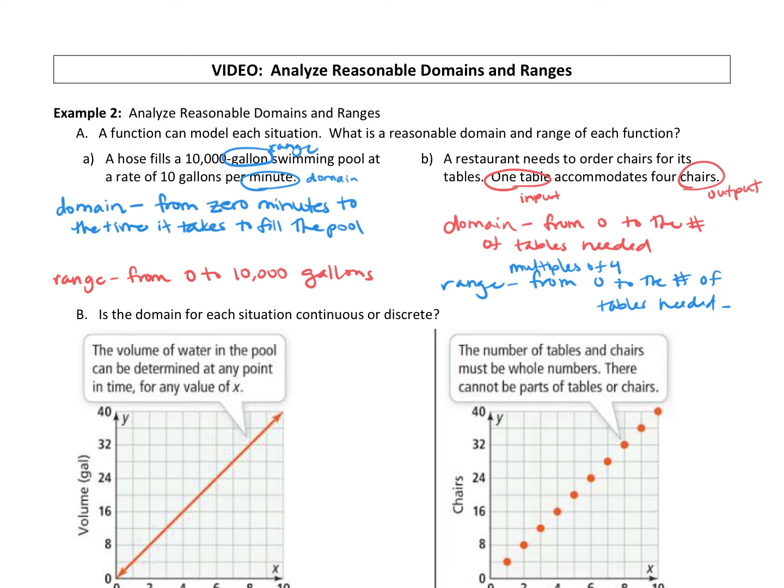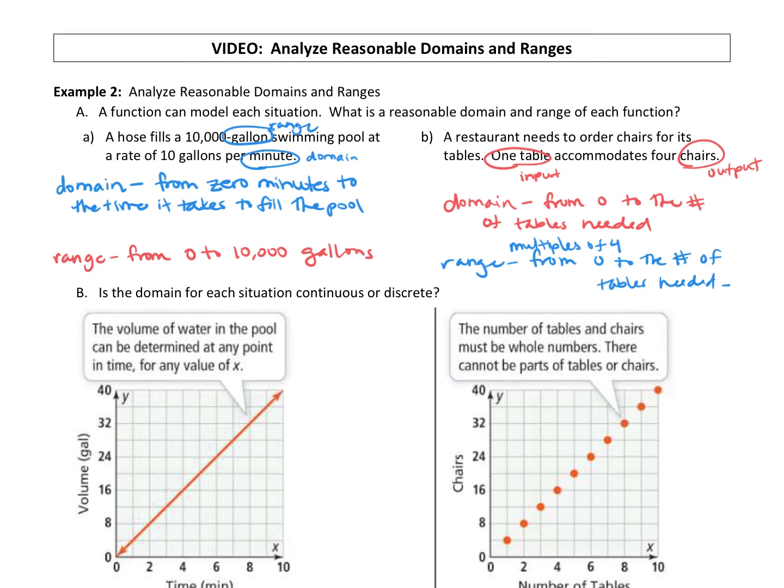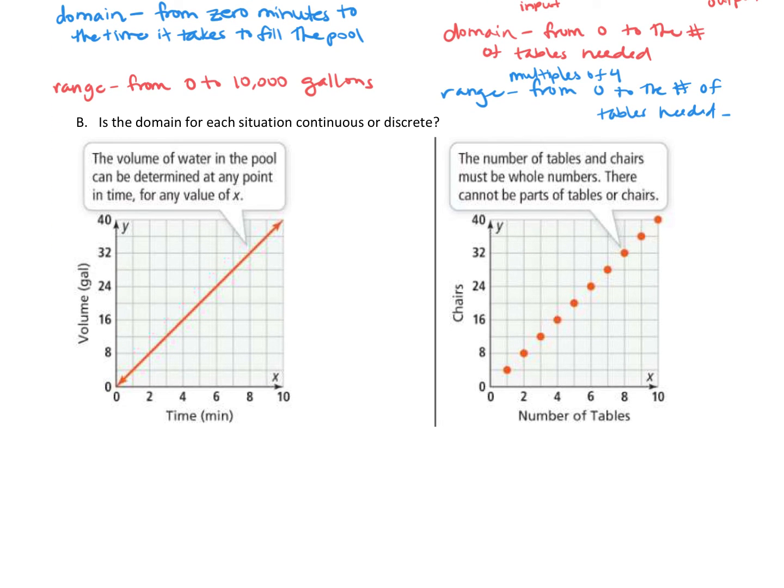Okay, so part B is the domain for each situation continuous or discrete? So we defined continuous in our intro video as being the set of all real numbers for the domain. The domain of a function is continuous when it includes all real numbers. The graph of the function is a line or a curve. So here we have a graph of the example of our swimming pool. As time passes, our volume is increasing. We're filling up the pool.